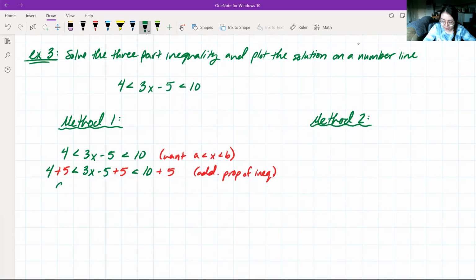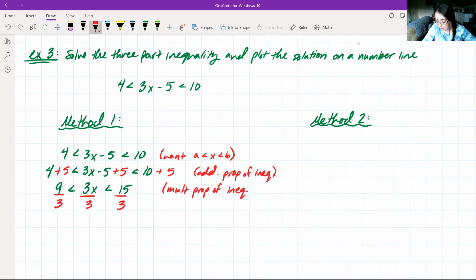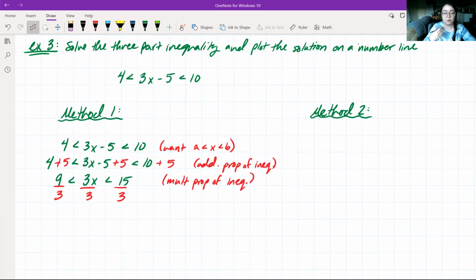And now we can simplify. 4 plus 5 is 9, which is less than 3x, because we got rid of our 5, which is less than 15. But we still have a coefficient in front of x. We still have 3 times x, where we just want x. So we're going to divide each term by 3, which is the multiplication property of inequality. We're doing the same thing as we would normally do with a 2-part inequality. It's just that now we have 3 parts. So when we divide by 3, 9 divided by 3 is 3, less than x, less than 5.